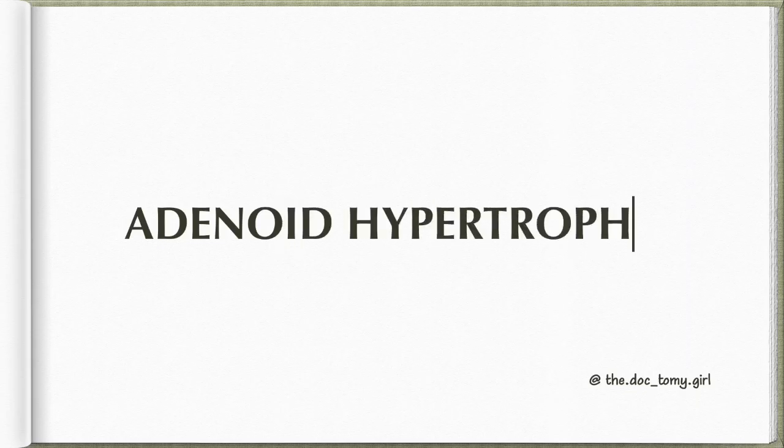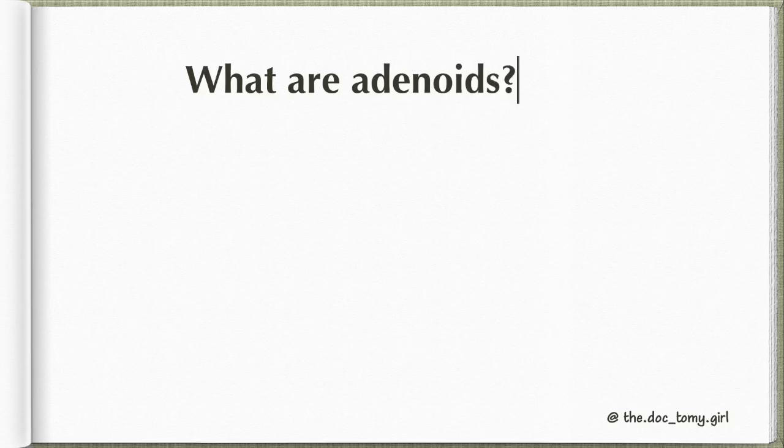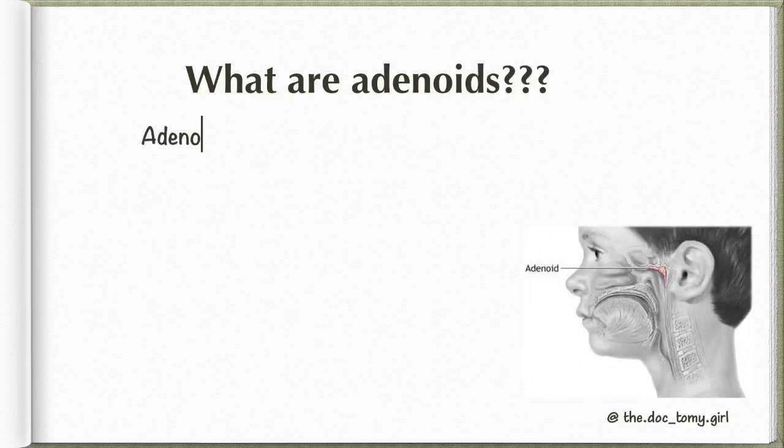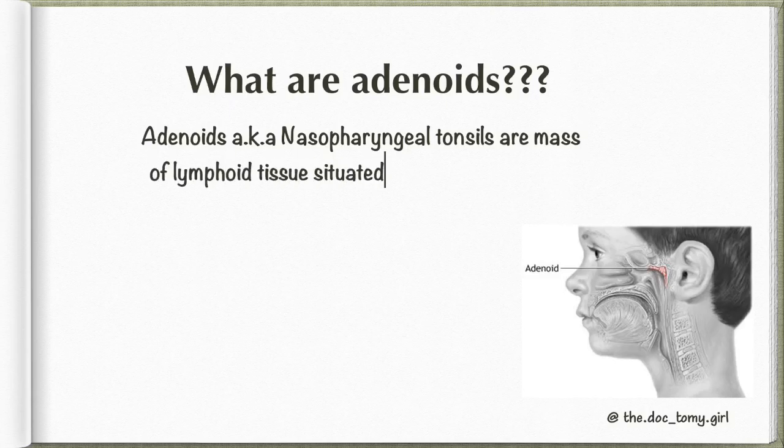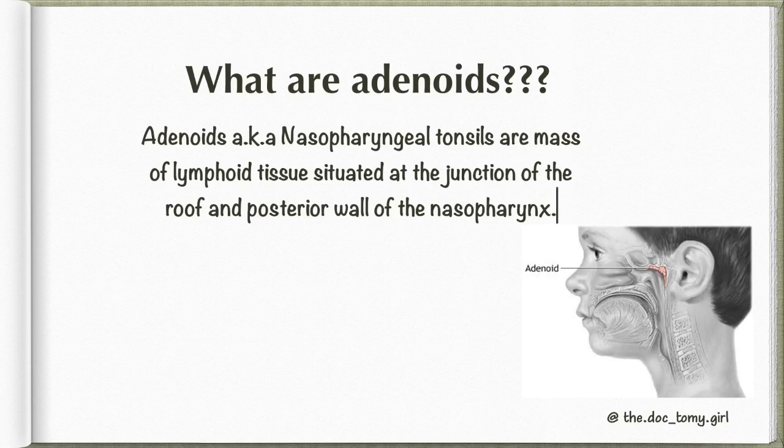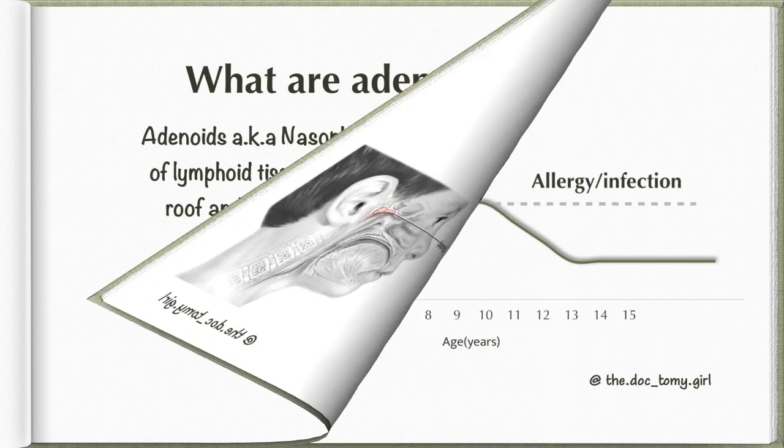Hey guys, today we are going to learn about adenoid hypertrophy. So basically, what are adenoids? Adenoids, also known as nasopharyngeal tonsils, are a mass of lymphoid tissue situated at the junction of the roof and the posterior wall of the nasopharynx, as you can see in the figure.